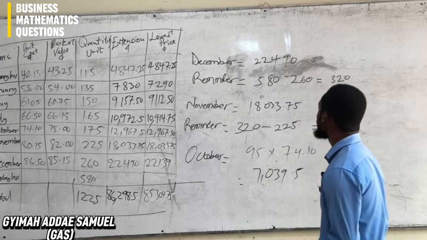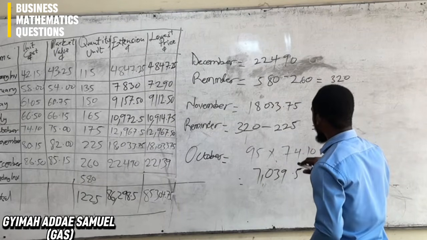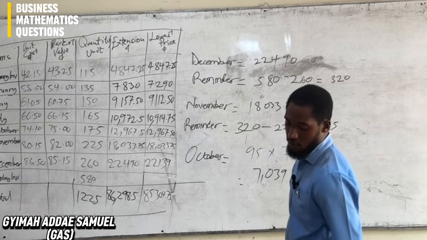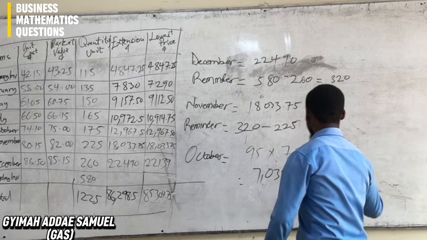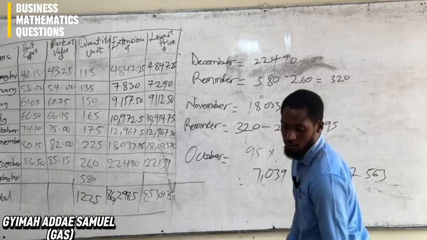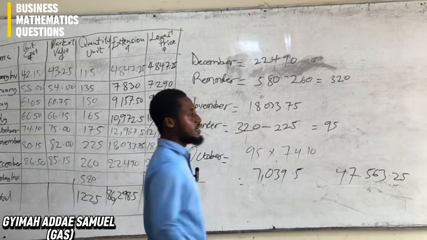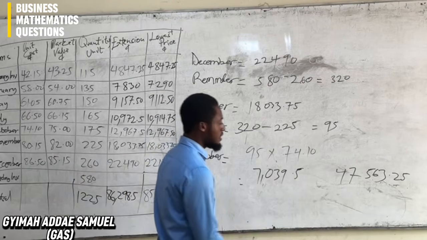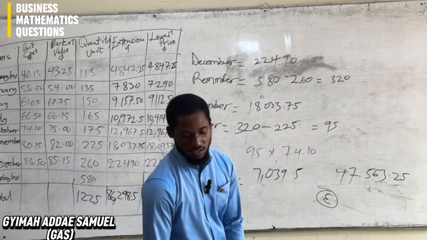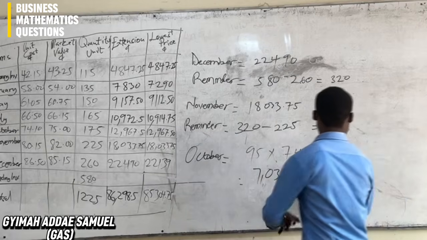Now, as the question demanded, what is the value of inventory using the first in, first out method? You add the value you had for December, November, and October. When you add these three, you are getting 47,563.25, and this answer does not appear in the options, so you write this answer and you shade E. We move on to question 16.